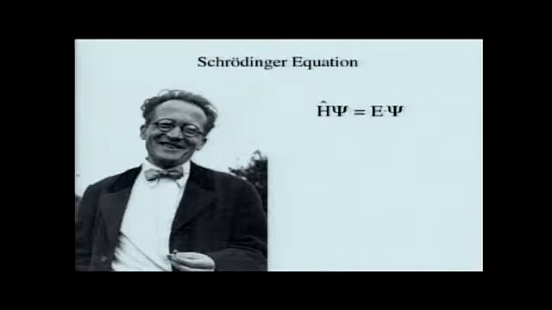And this is Erwin Schrödinger, and this is the equation that he put forth, where we have H hat psi being equal to E psi. So let's explain what these are.